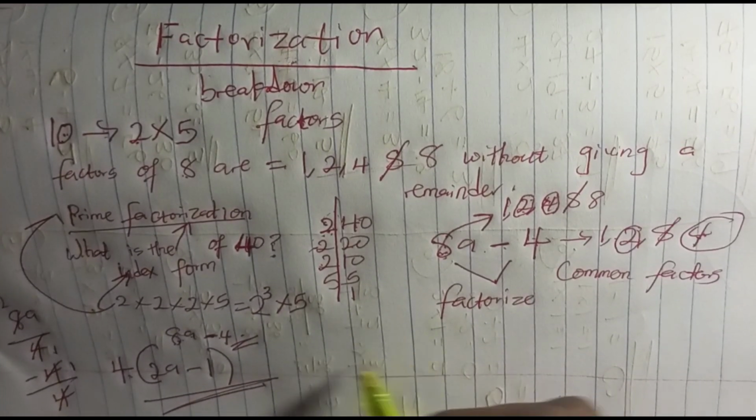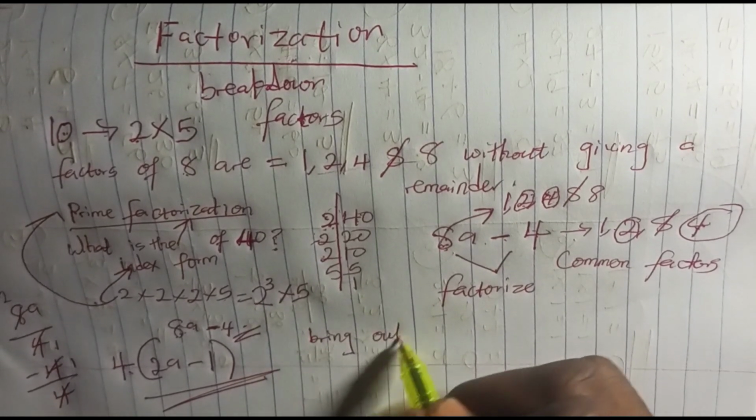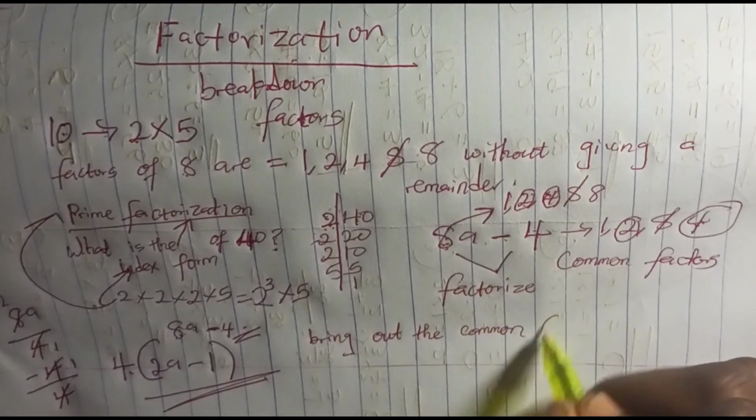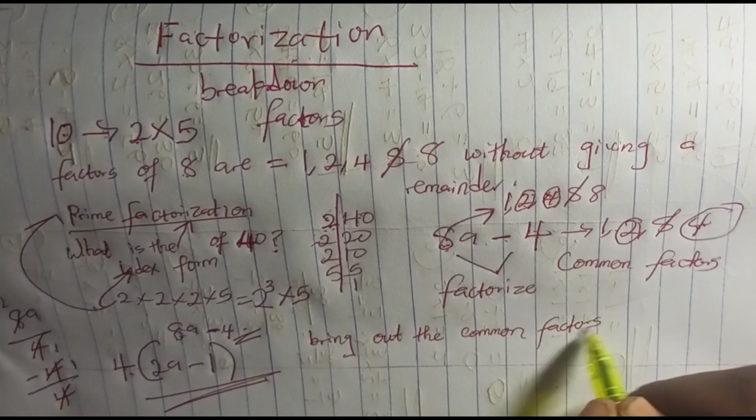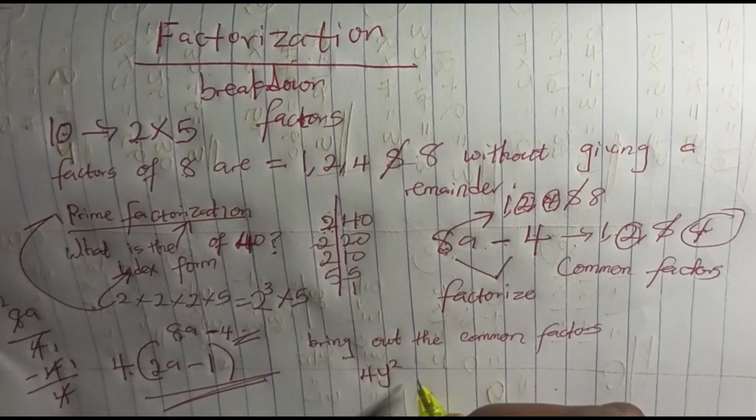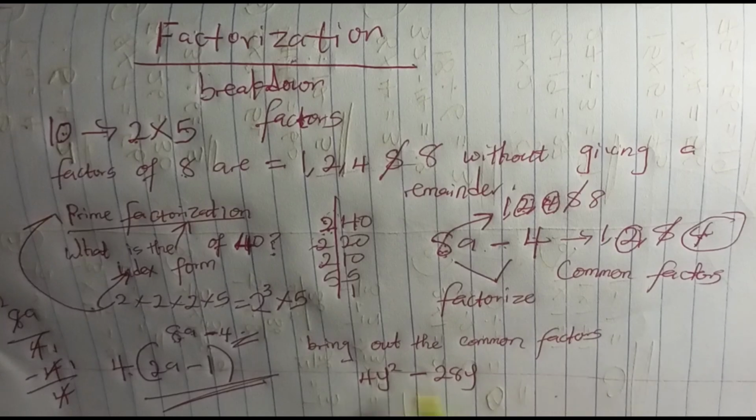Now, if you recall the factorization that I said earlier, I said that when you multiply what you get, you are to get the original number, which is the bigger number. So that 4 into bracket 2a minus 1, if you open the bracket, you are still going to bring out what? To get what? 8a minus 4.